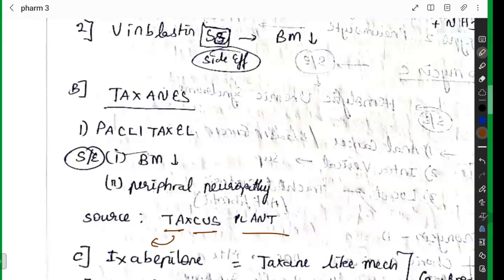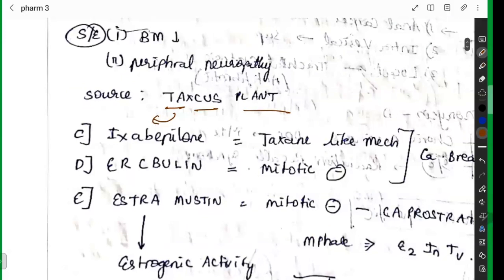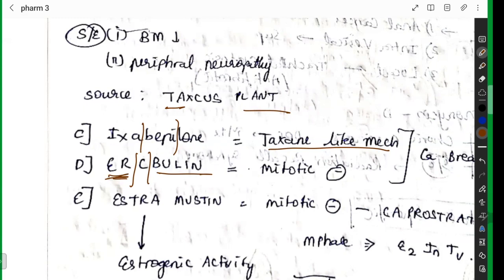Now the third drug which is going to inhibit the M phase of your cell cycle is ixabepilone. The mechanism is just like your taxanes. And you have something called eribulin, a mitotic inhibitor. How to remember eribulin? ER receptor, HER2 receptor, where will you find it? In breast cancer. So eribulin is also used in breast cancer. Ixabepilone and eribulin both are used in which condition?